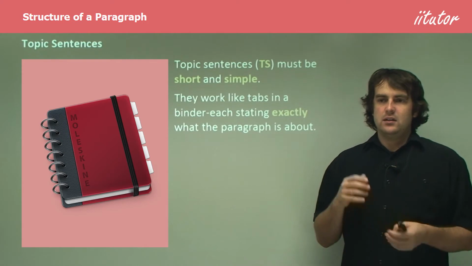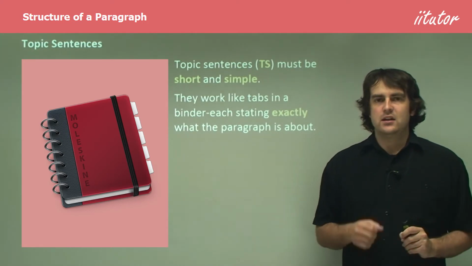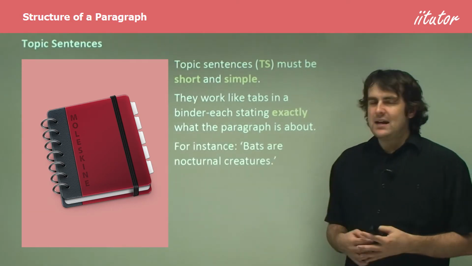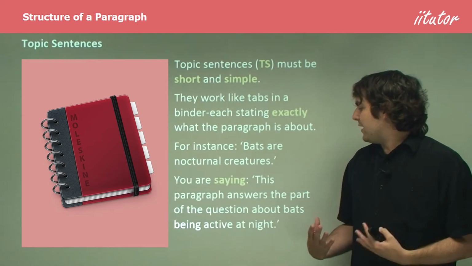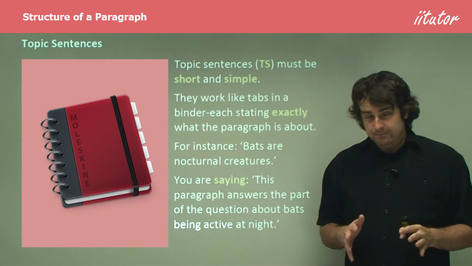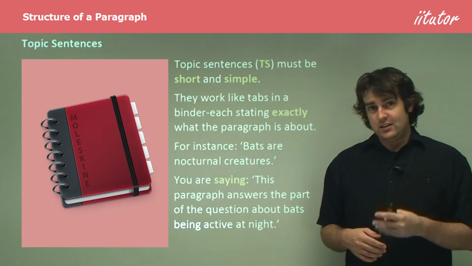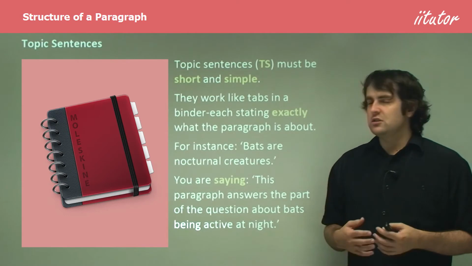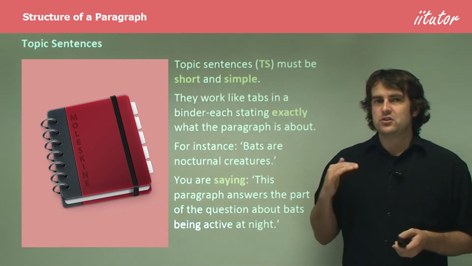By doing that, it allows whoever's marking to go back over it and say, yes, you've done that. You've answered that part of the question. Very good. An example of this might be, for instance, bats are nocturnal creatures, which is essentially saying this is a paragraph that answers the part of the question about bats being active at night. If you've got a question asking for that, then that introduction to your paragraph about bats being nocturnal is straight to the point. And this is what a topic sentence is trying to do. It's your discussion, and things that trail on from that should be trying to justify your topic sentence.